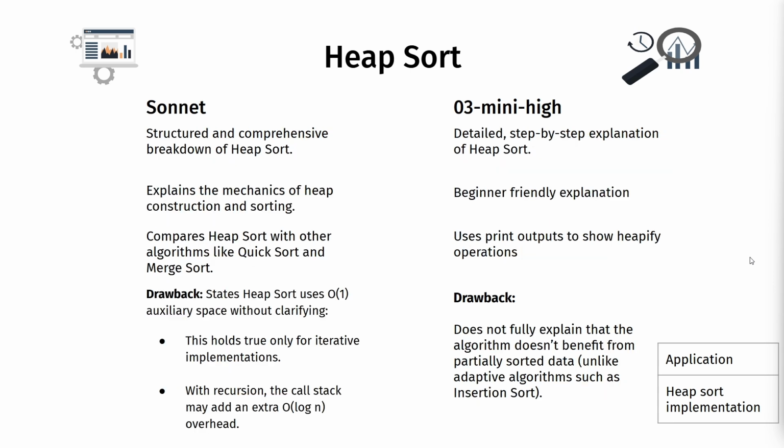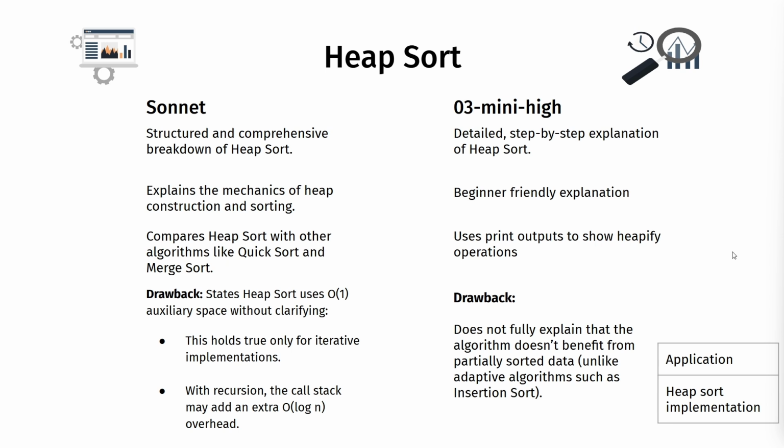Thank you, Chiari. Now I'll be talking about heap sort. So heap sort is a comparison-based algorithm that uses a binary heap tree data structure to sort elements. It works by first transforming the unsorted array into a binary heap, which is a complete binary tree that satisfies the heap property. So the o3 Mini High chatbot provides a detailed step-by-step explanation of these phases. It uses print outputs to show when heapify operations and swaps occur, which makes the process very accessible for new learners.